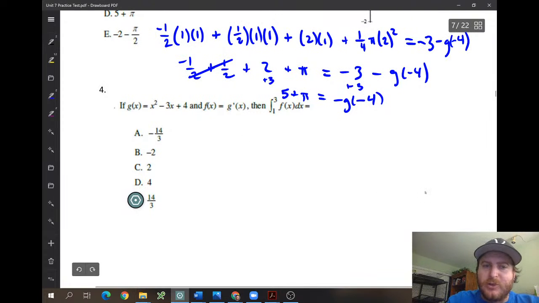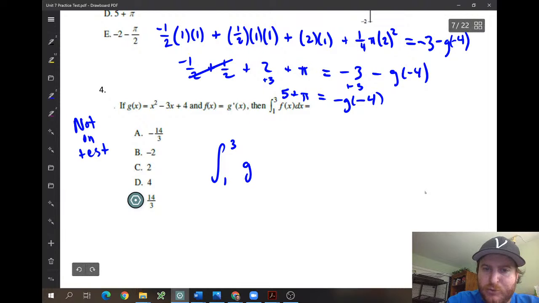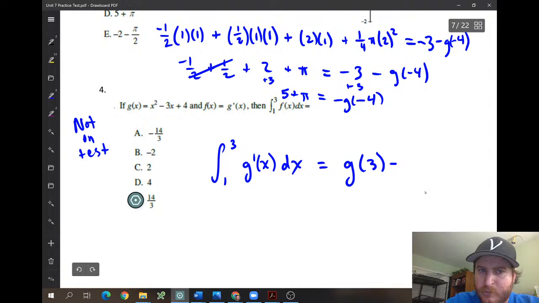Number 4, again, is also kind of review. Same thing, probably not going to be on your test, but it might be as a bonus. So the integral from 1 to 3. Now, instead of f of x, they're telling me that f of x was g prime of x. G prime of x. So I could do FTC and say this would be g of 3 minus g of 1.